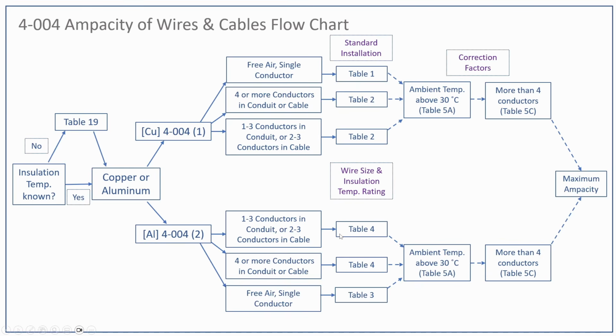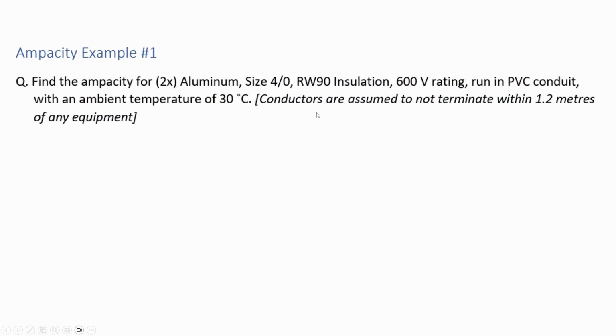Once you've looked at tables 1 through 4, you've found your maximum ampacity, if you have less than 4 conductors in the conduit or the cable, and the ambient temperature is 30 degrees or below. If our ambient temperature is above 30 degrees, we're going to have to look at table 5A. And if we have more than 4 conductors, we're going to be looking at table 5C. And then eventually we're going to find the maximum ampacity.